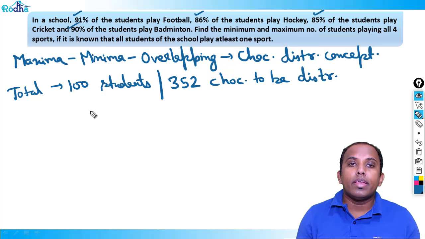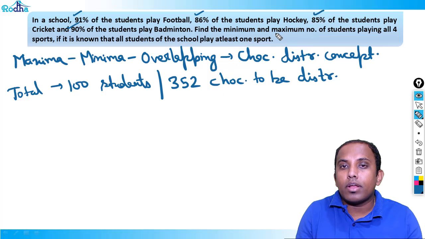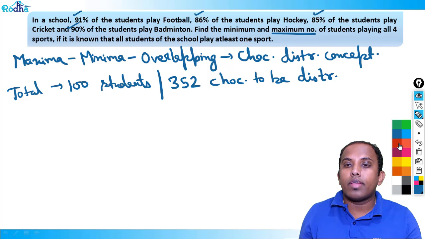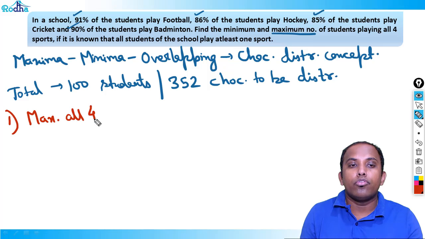Now we'll see case by case. The first case is we have to find the maximum. Let's say I want to find the maximum number of people first. So in the first case, I need to find the maximum number of students playing all four sports.